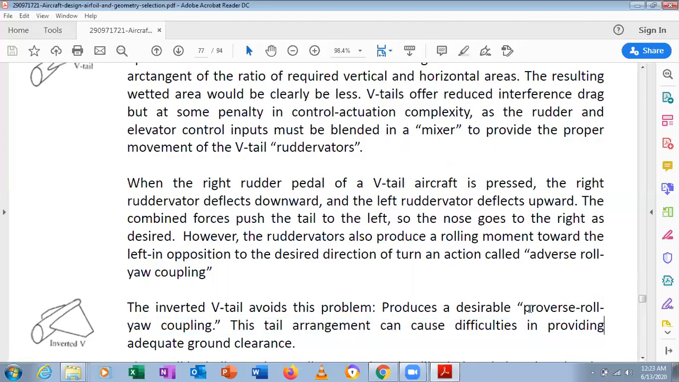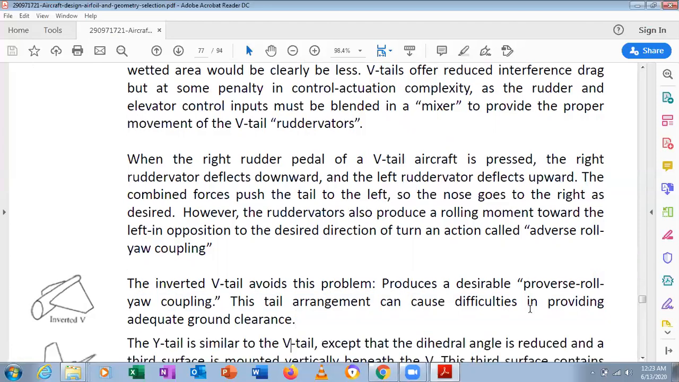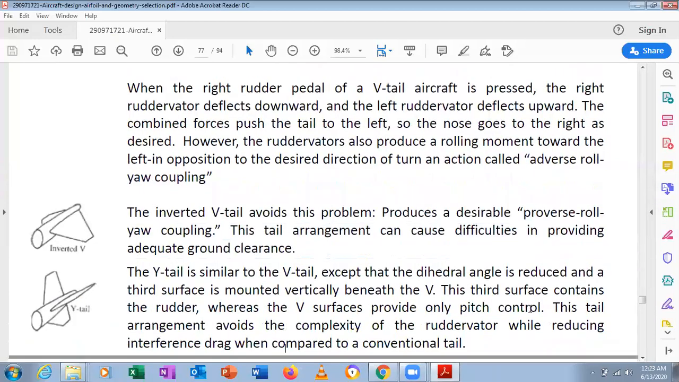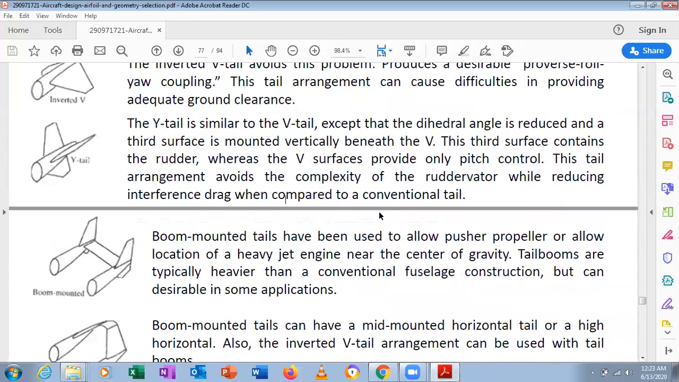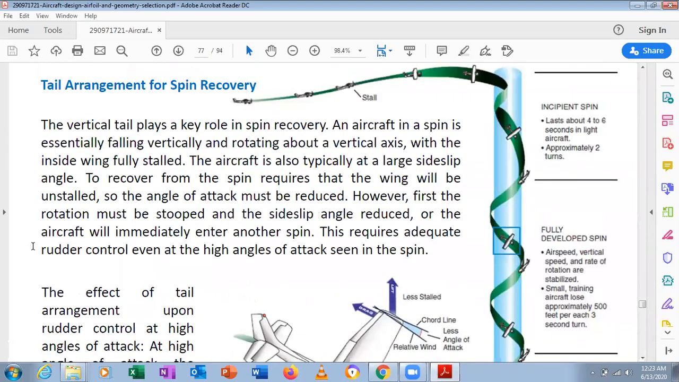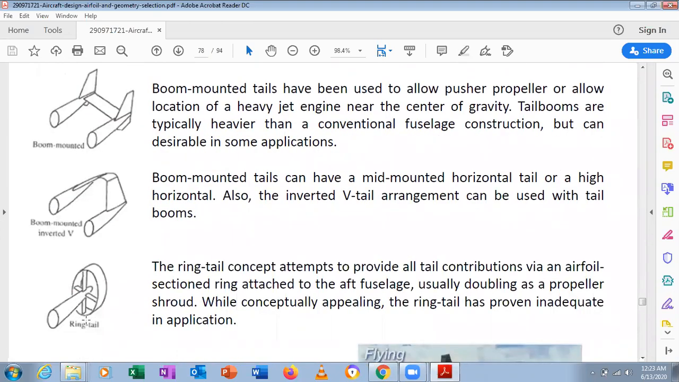This tail arrangement can cause difficulties in providing adequate ground clearance. So sometimes it may hit the ground during takeoff. Therefore, it should have a tail volume coefficient, and for ground clearance it will be a problem. And we can see this is called a high tail, and this is called boom mounted here. And we have this, you can see, a circular ring tail. It is just conceptual, a hypothetical one.